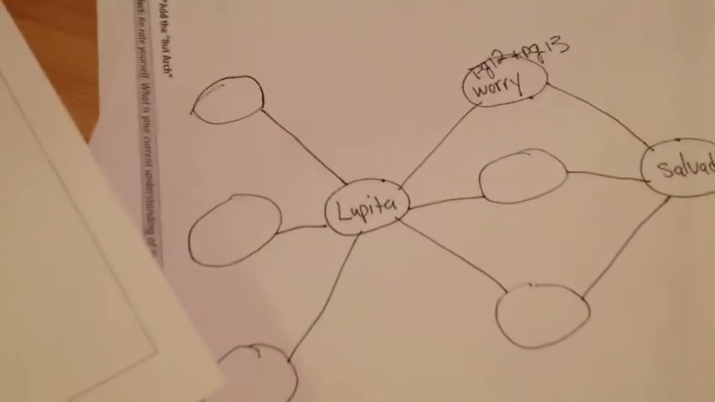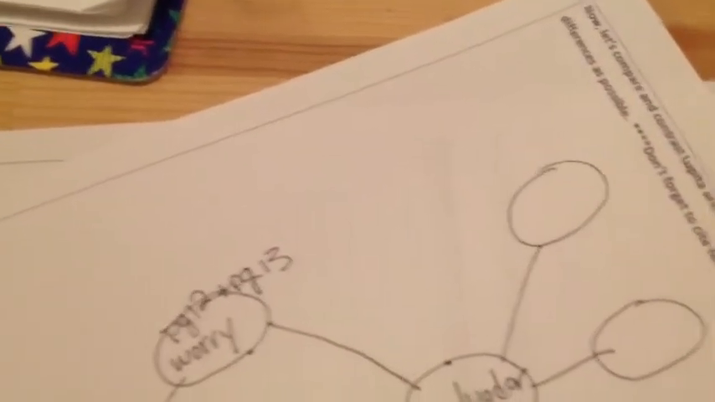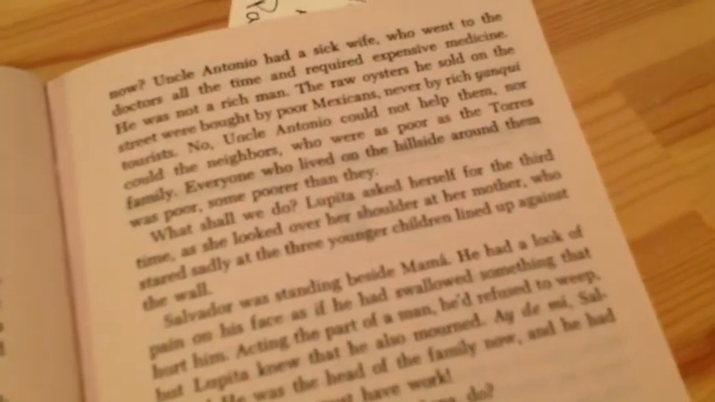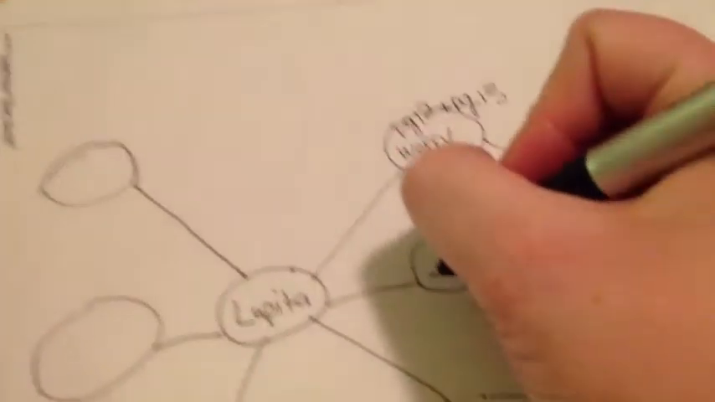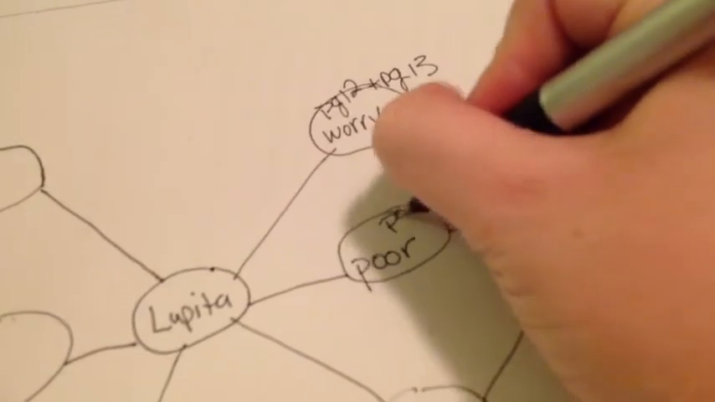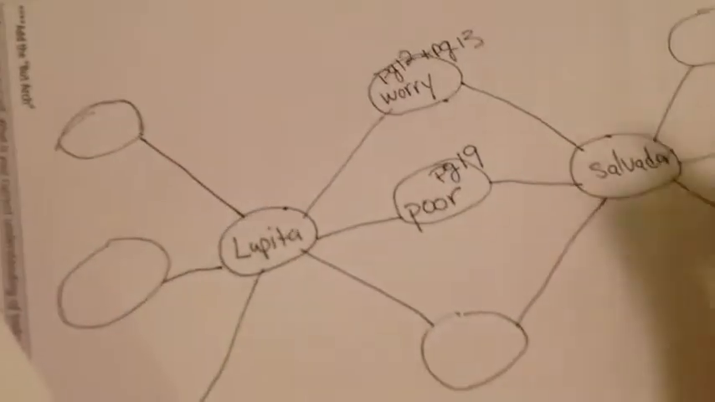Okay, and then something else from the book that's similar is when they describe where they live. In the end, they talk about how poor they are. So on page 19, we can see that they say everyone who lived on the hillside around them was poor, some poorer than they. So we know that they are both very poor. So I'm going to put poor in the middle. That's one way they're similar. And I'm going to cite it. It's on page 19.